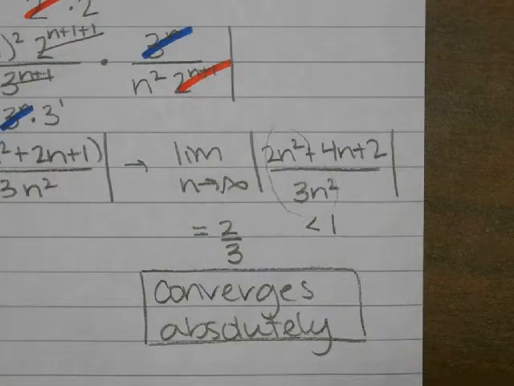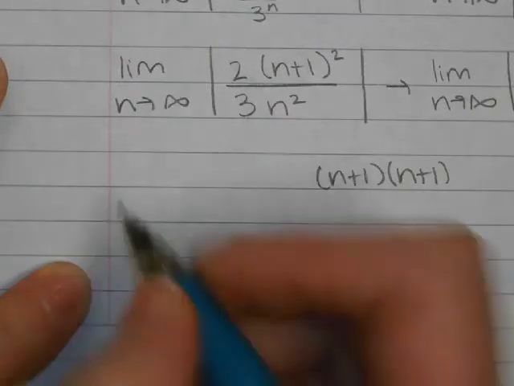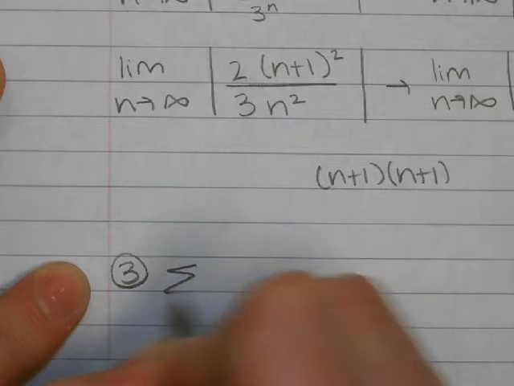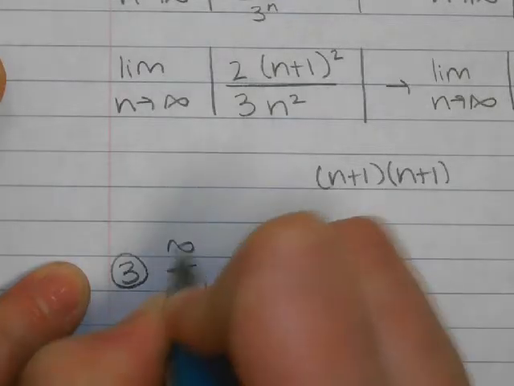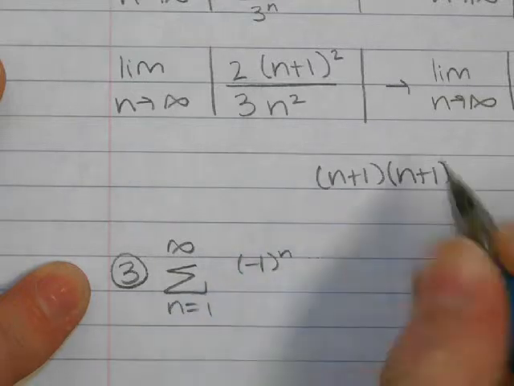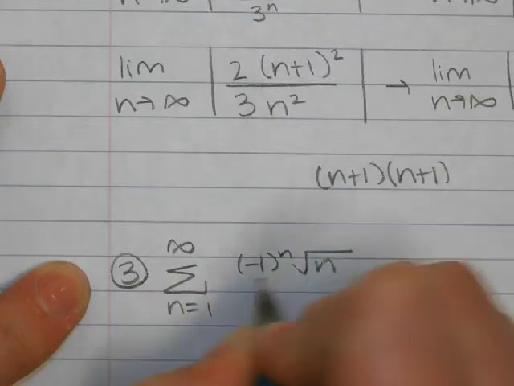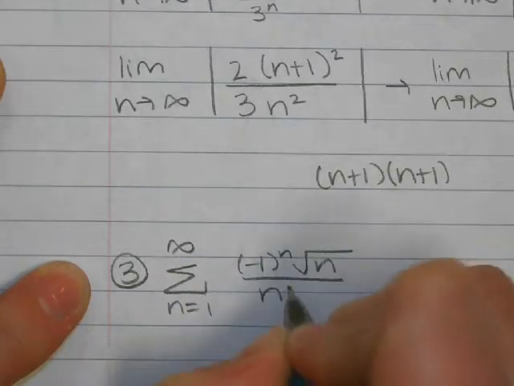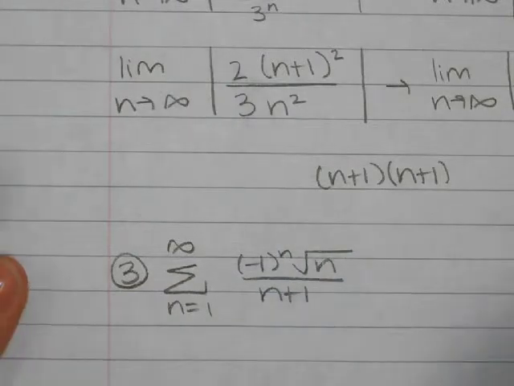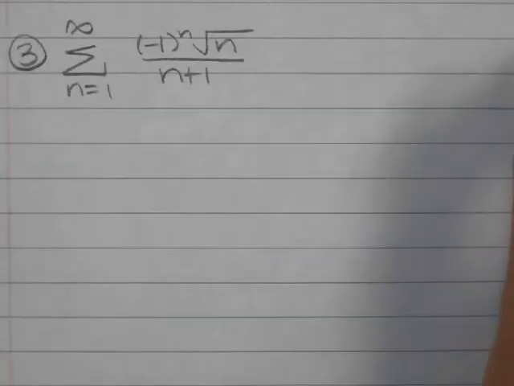All right, let's go ahead and do the next problem. So for this one, we have -1 to the nth power, square root of n, divided by n plus 1. All right, so again, this is going to be a ratio test.